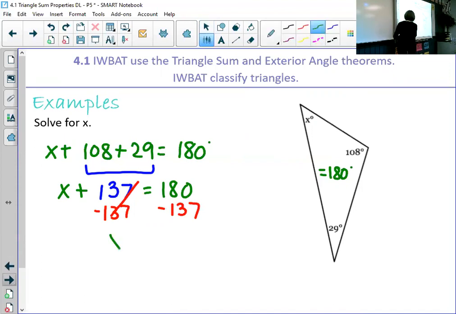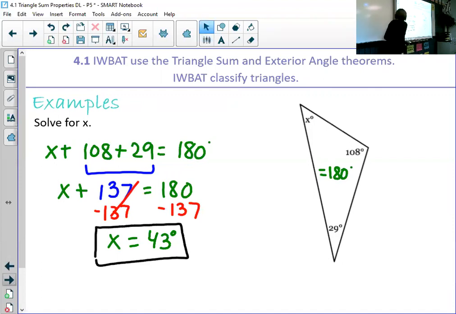And what do you get for x? 43. So that would be how you solve these. And there will be a few of those in Delta Math. Now, those are the level 1 Delta Math ones. So those you could probably just have a calculator and you may not need to write out an equation.